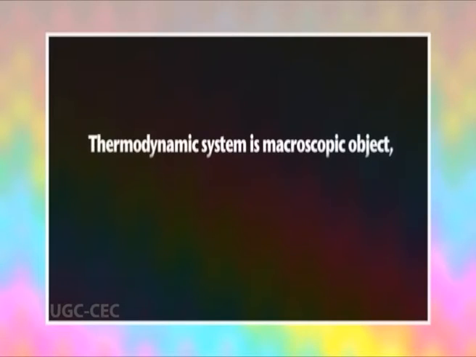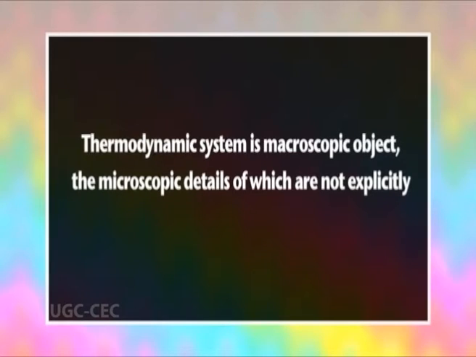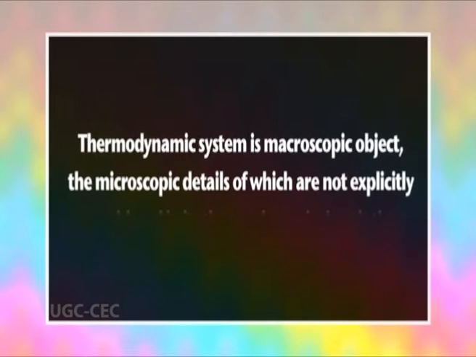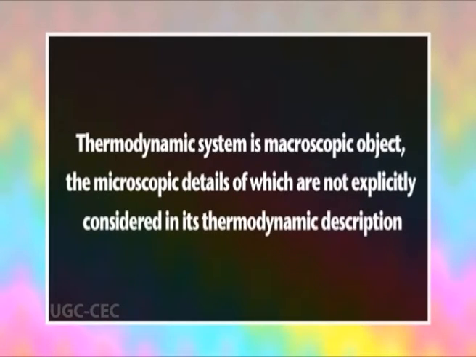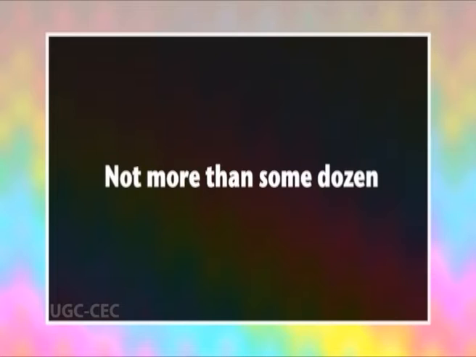A thermodynamic system is a macroscopic object, the microscopic details of which are not explicitly considered in its thermodynamic description. The number of state variables required to specify the thermodynamic state depends on the system and is not always known in advance of experiment. It is usually found from experimental evidence. Always the number is 2 or more, usually it is not more than some dozen.